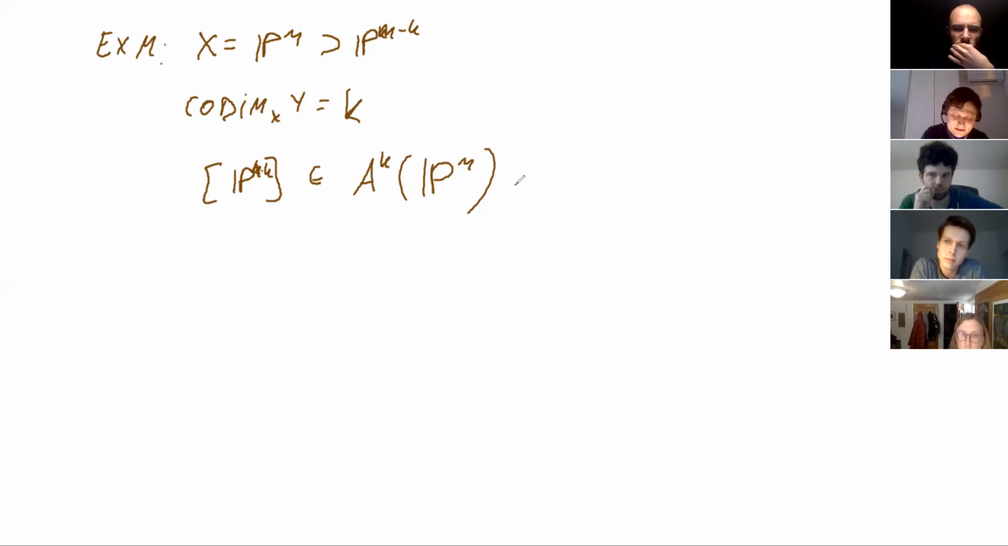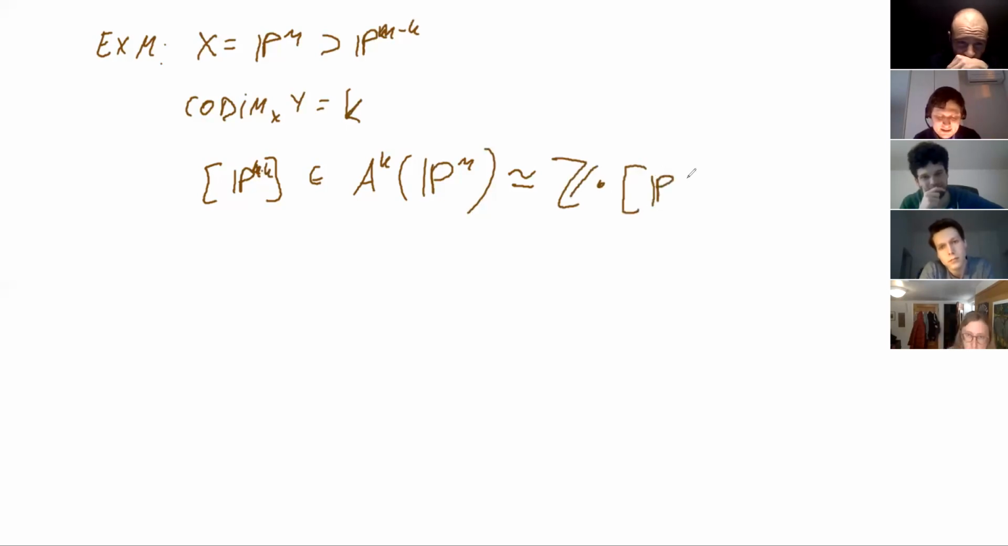What is maybe less trivial, but I will give you also general theorems, is that it follows that this piece is actually isomorphic to Z. So the degree k part of the Chow group is just Z, where the generator is P^(n-k). If you take any subvariety of codimension k, it will be rationally equivalent to a few times a projective subspace. And if you exactly want to know what is this a few times, then you have to look at the degree of the subvariety.